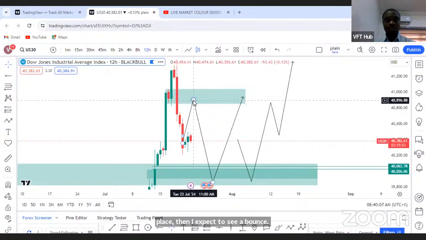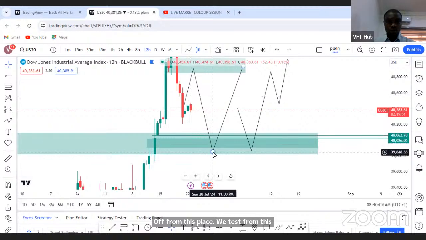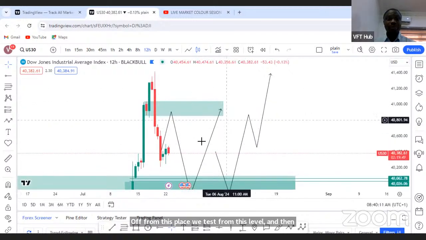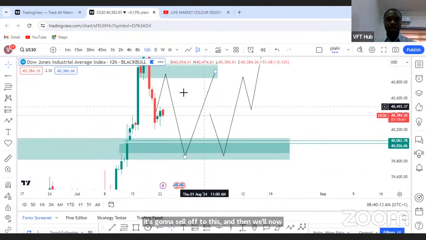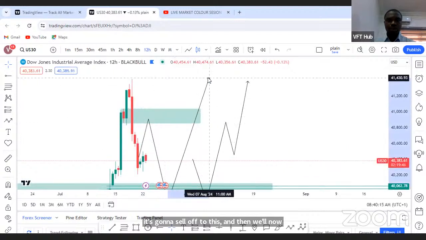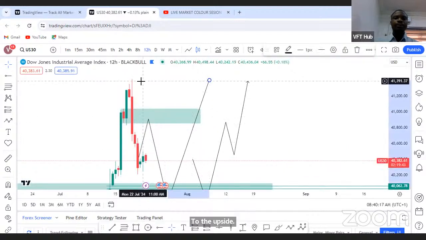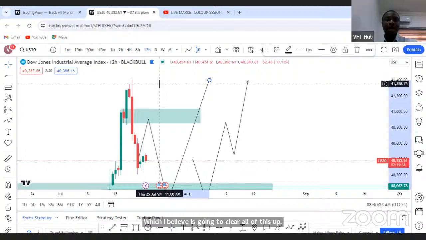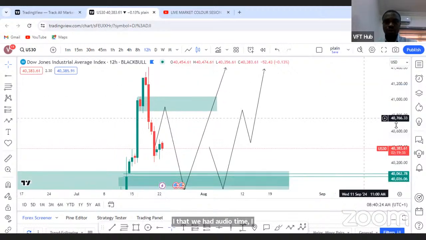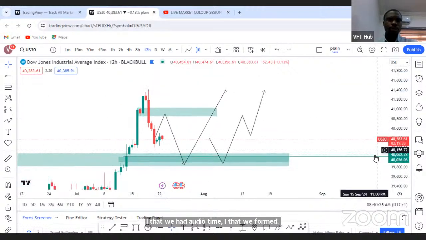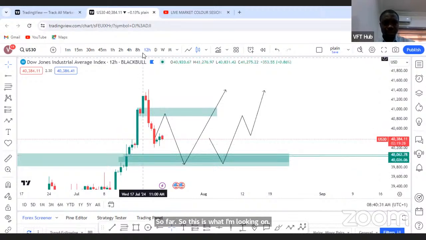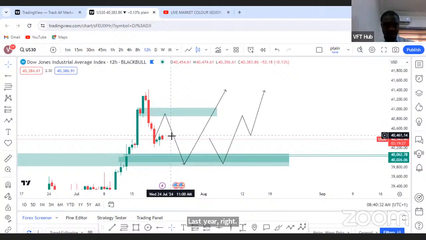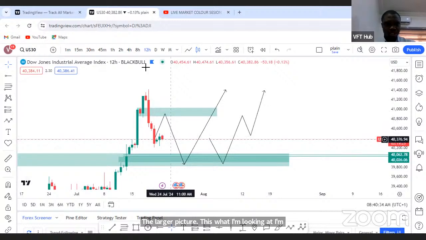Price will test from this level, and then it's going to sell off to this, and then we'll now begin our proper buy to the upside, which I believe is going to clear all of this previous high, or the all-time high that we've formed so far. So this is what I'm looking at on the large scale, right? The larger picture, this is what I'm expecting to happen on the chart.